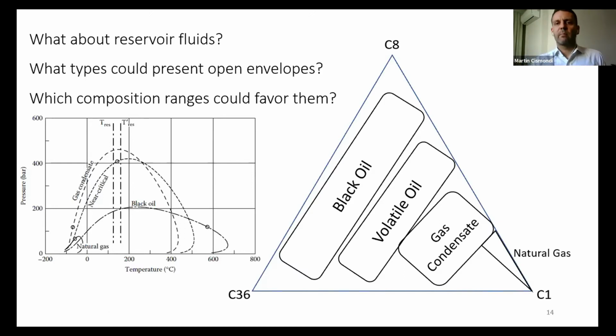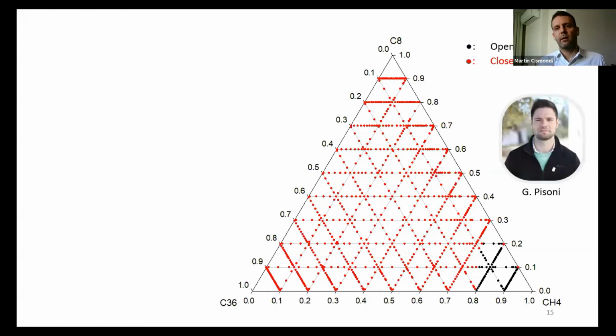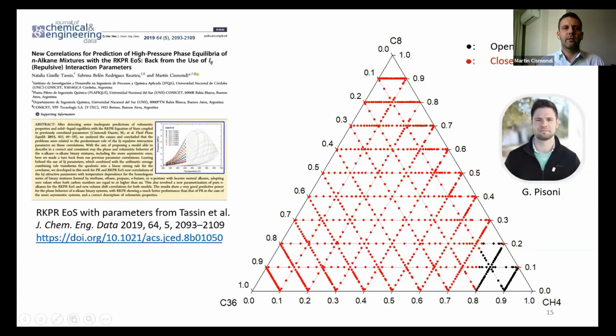So Gerardo prepared an automatized way of running many envelopes for different compositions and automatically detects whether the envelope is closed or open. So here we have the results after choosing, in this case, the RKPR equation of state with correlations of parameters we had from this recent work in our group. So the results we have here, every red point means a closed envelope, and every black point means an open envelope.